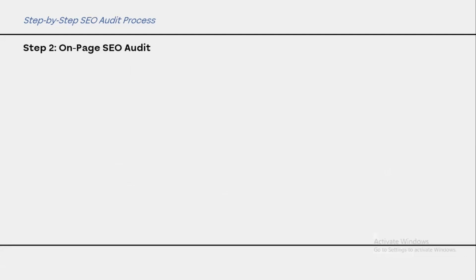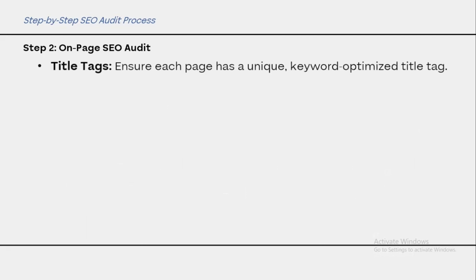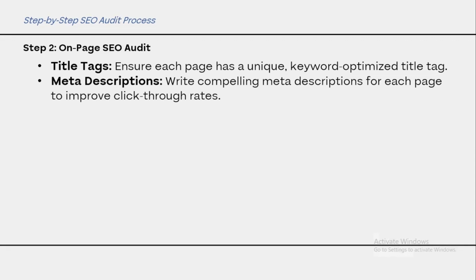So the second step is the on-page SEO audit. The on-page SEO audit helps you analyze elements on page to ensure they are optimized for your target keywords and provide good user experience. So the first thing that we need to actually audit is title tags. So you ensure that each page has a unique keyword optimized title tag, right? Then secondly, for meta descriptions, you write compelling meta descriptions for each page to improve click-through rates.